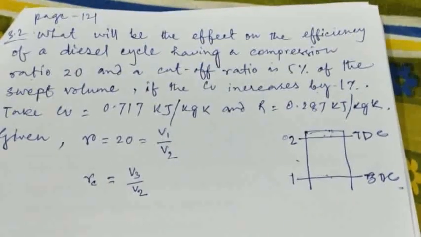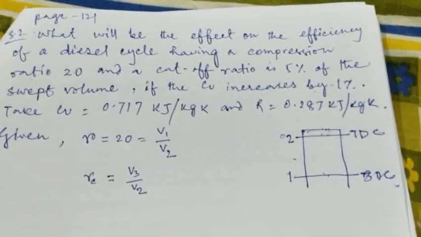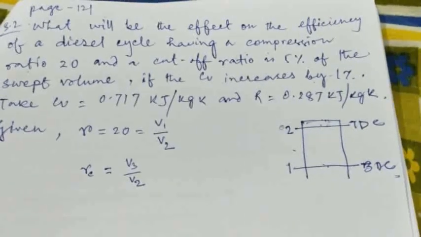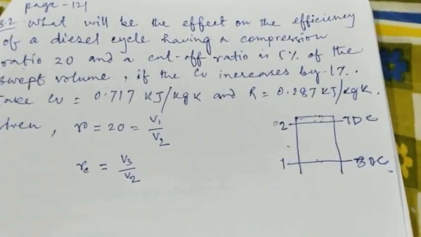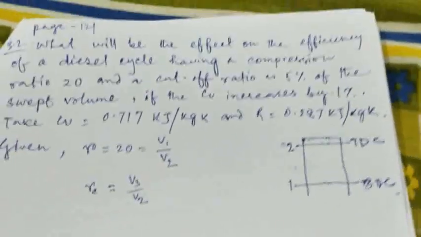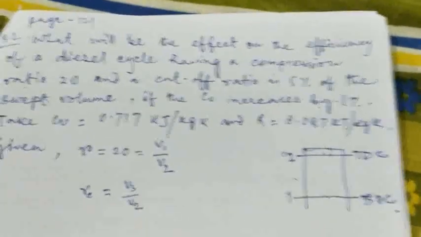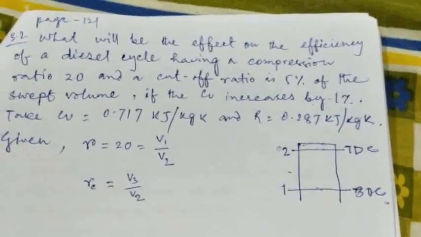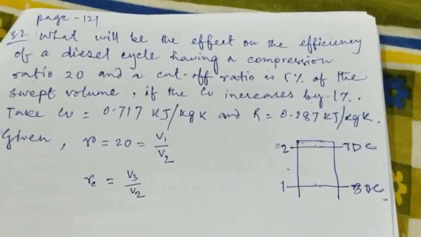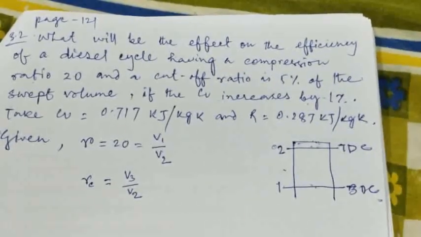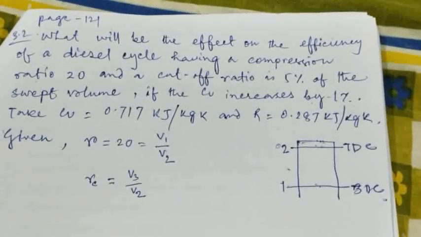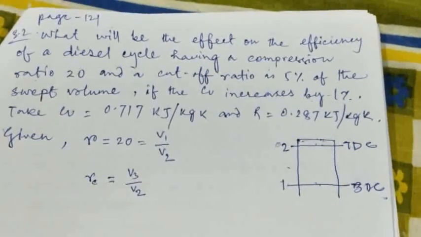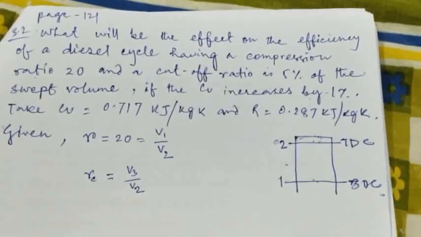So let us solve another numerical from the fuel air cycle analysis. This is given as example 3.2 at page number 121 in the IC Engine book by V. Ganeshan. The problem is: what will be the effect on the efficiency of a diesel cycle having a compression ratio of 20 and a cutoff ratio of 5% of the swept volume, if the Cv increases by 1%? Take Cv equal to 0.717 kilojoule per kg K, and R is 0.287 kilojoule per kg K.